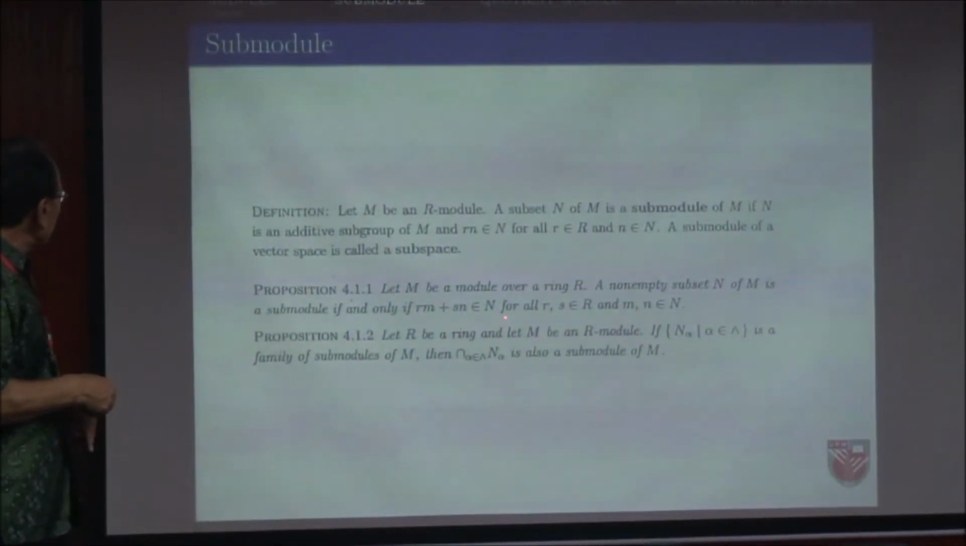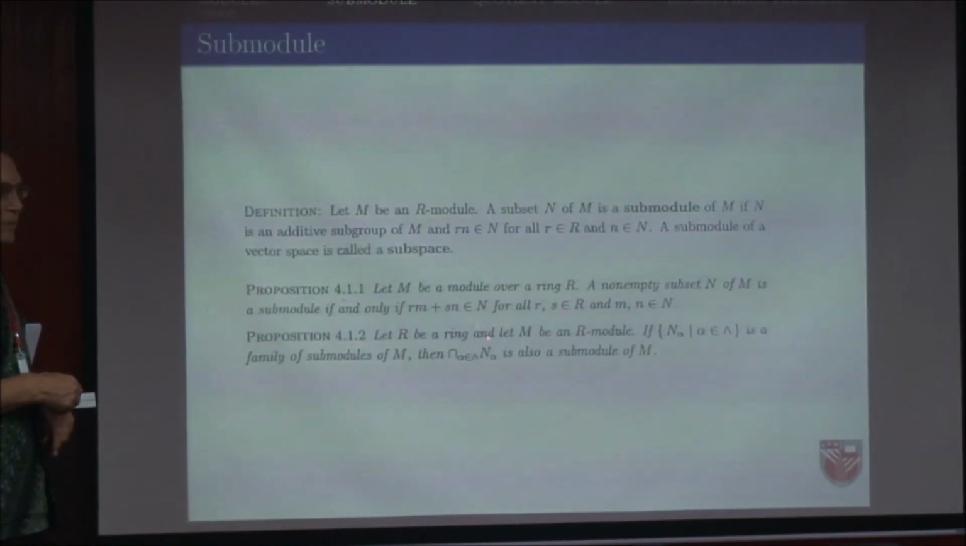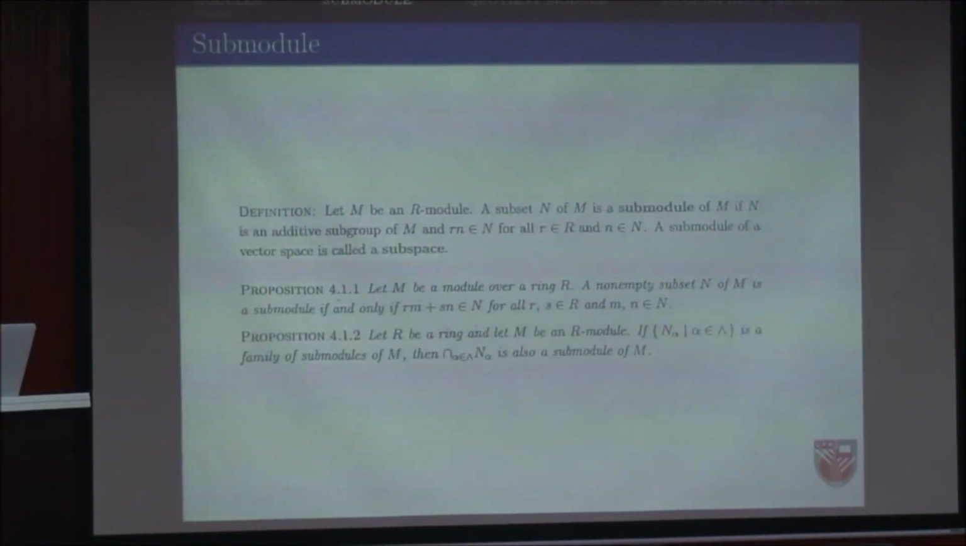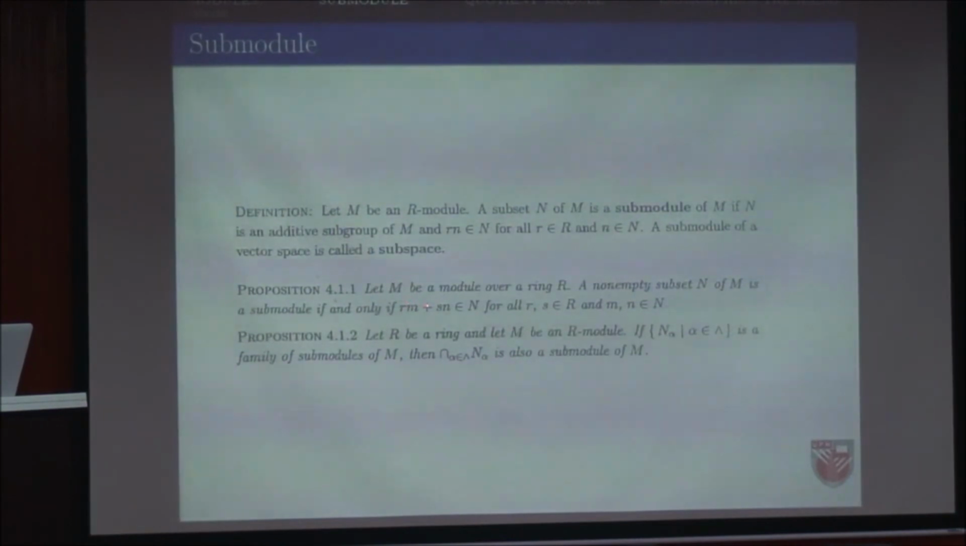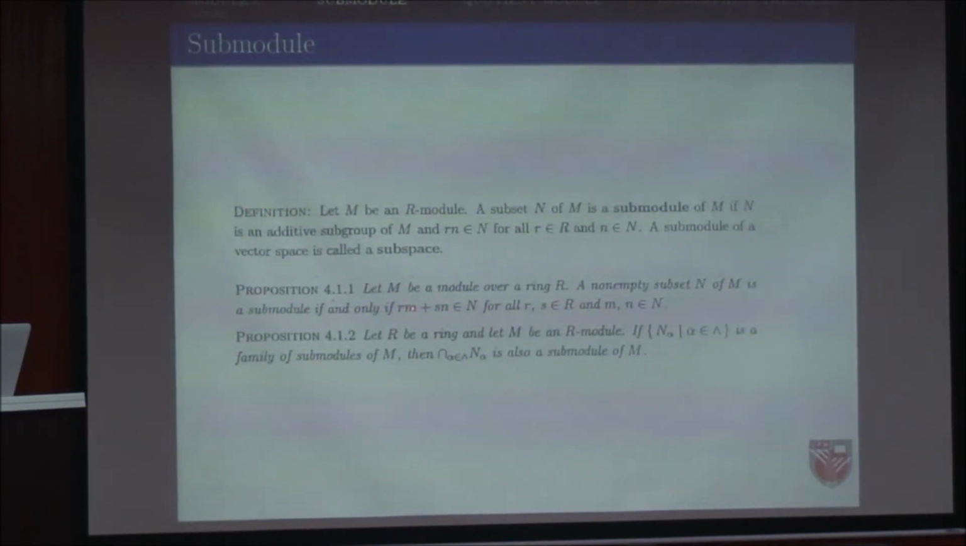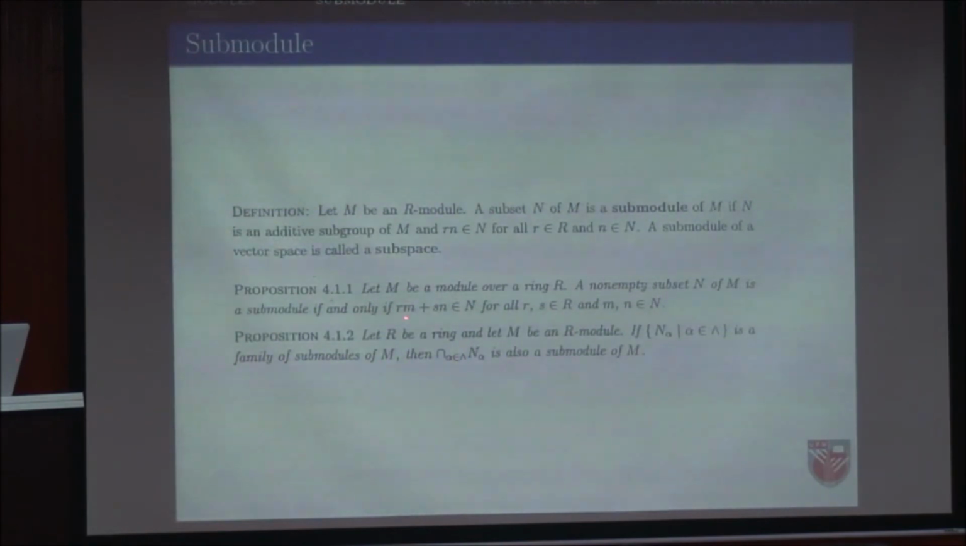Okay, that is easy, because first of all, you should verify for N to be an abelian subgroup, which is the case where m is 1 and s is -1. So m minus m' must be in N. For all the other cases, you take different values of r and s. You can see all of this can be provided by this one condition.